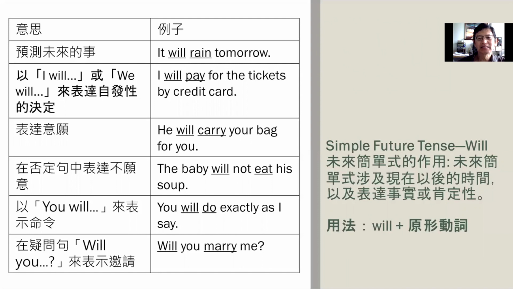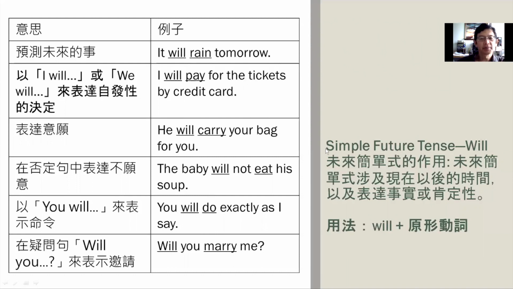You will do exactly as I say. You will do exactly as I say. Will you marry me? Will you marry me? So you can see in each of these sentences that are this simple future tense, I just made it the future tense by adding the word will. It will rain tomorrow. He will carry your bag. The baby will not eat his soup. Will you marry me?